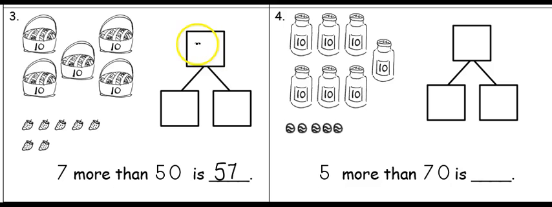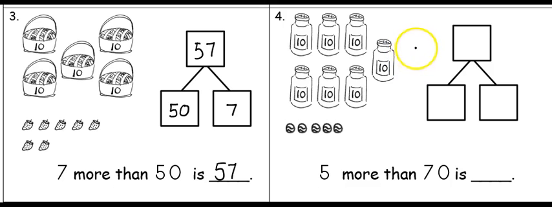I'll show that as my total in the number bond. The 57 is made up of the 50 that are bundled in those groups of 10, and then 7 more. 7 more than 50 is 57.